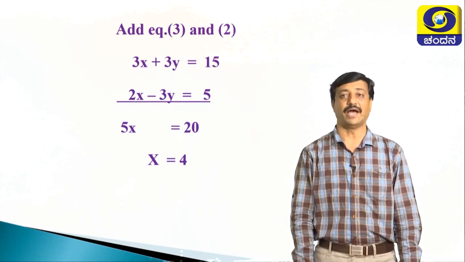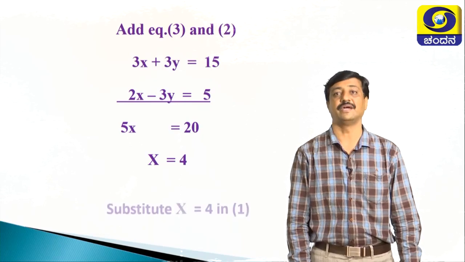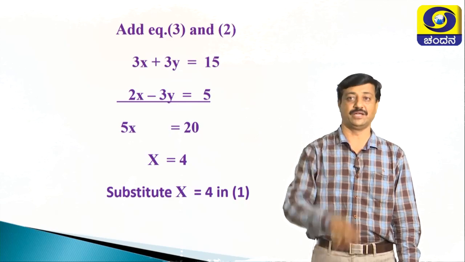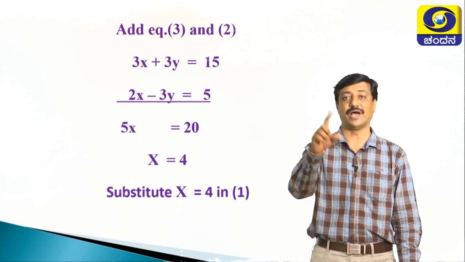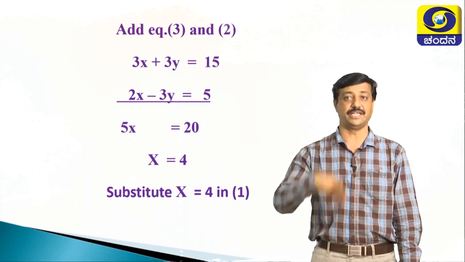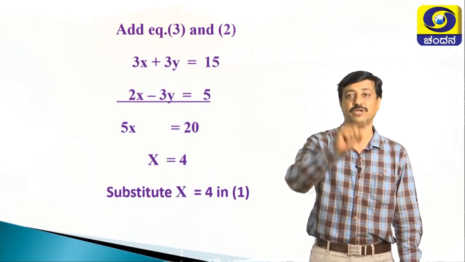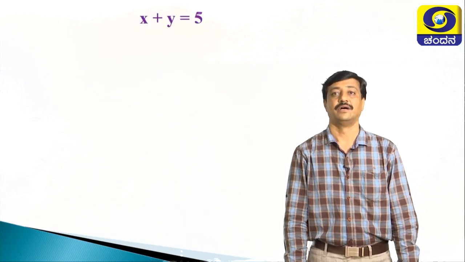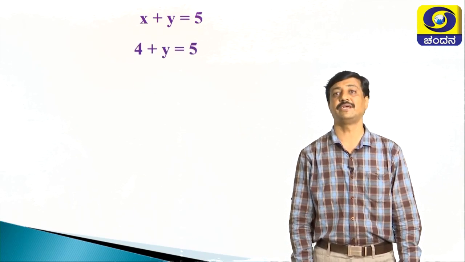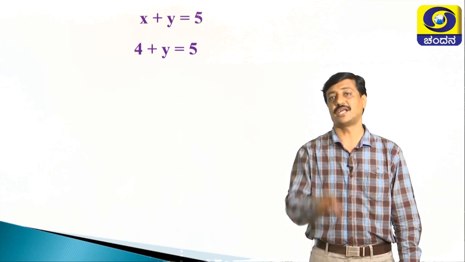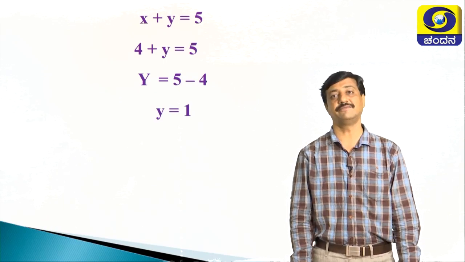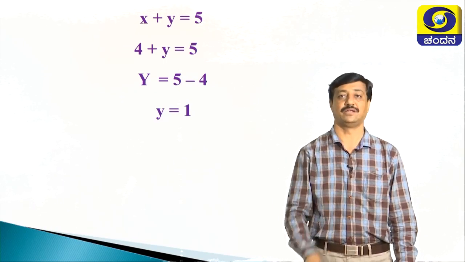After getting one value, substitute it in another equation. I mean, substitute the x value equal to 4 in equation 1. You can substitute this value in any one of these two equations, either in 1 or in 2. Now, I am going to substitute x value 4 in equation 1. x plus y equals 5 is equation 1. In place of x, we take 4, y remains the same, transpose 4 to that side, it gives 5 minus 4. After taking the difference, you will get y value is equal to 1.